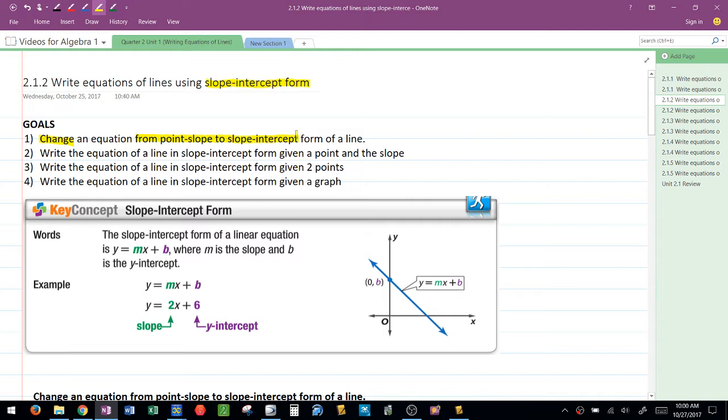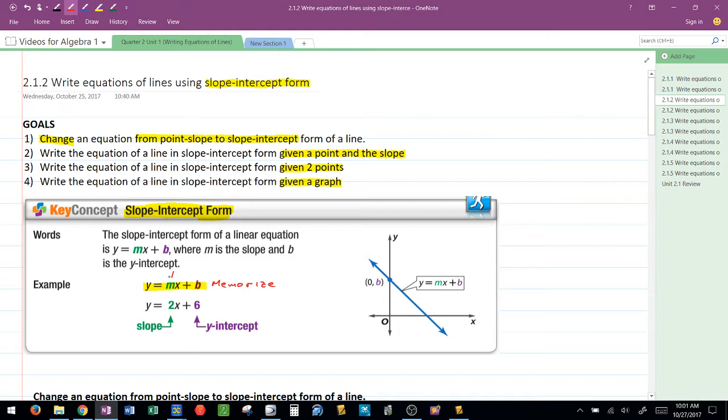Then we have the same kind of three tasks that we had in the last lesson: when you're given a point and the slope, or you're given 2 points, or you're given a graph, can you now write the equation of the line in this new form called slope-intercept form of a line? So what is slope-intercept form? Slope-intercept form is this equation. Again, memorize this: y equals mx plus b.